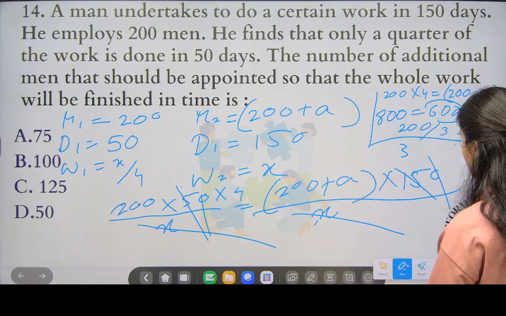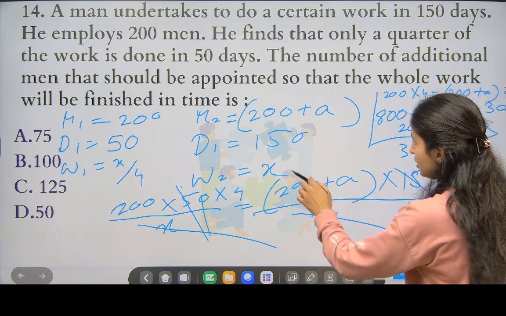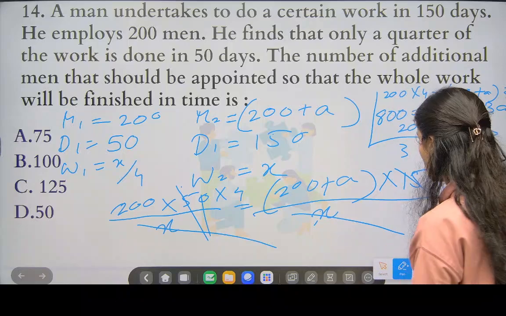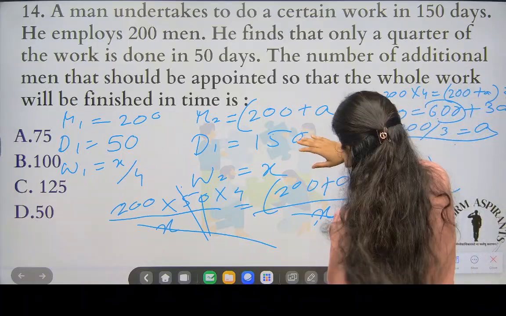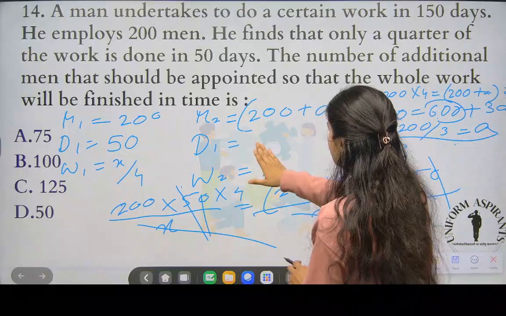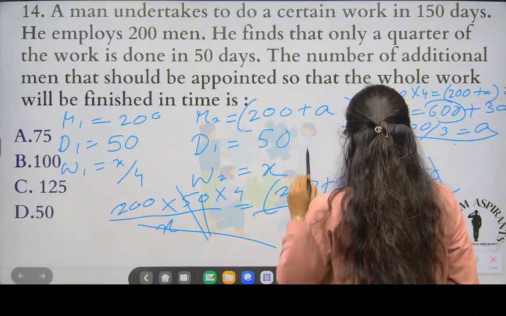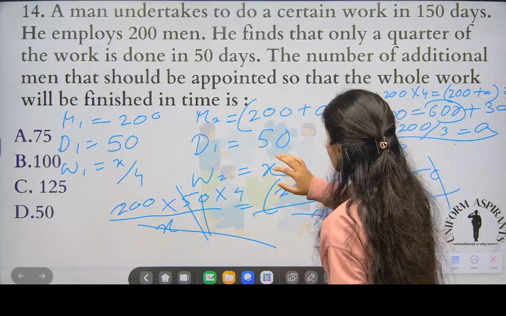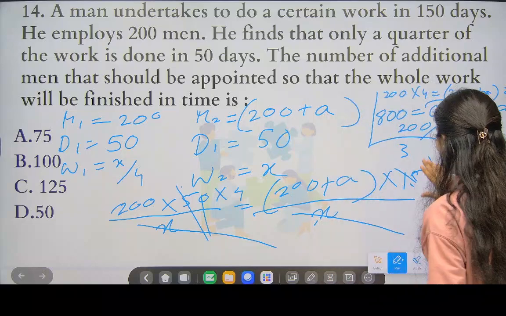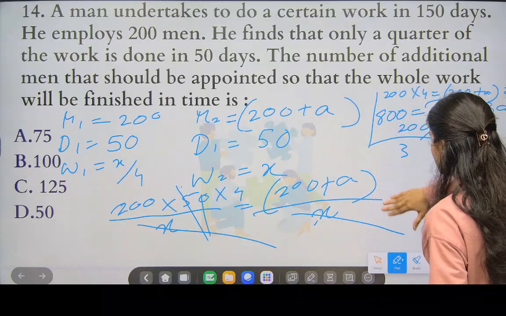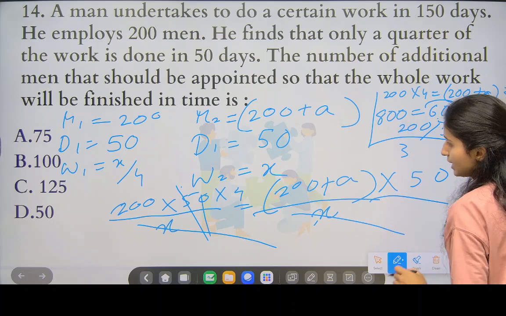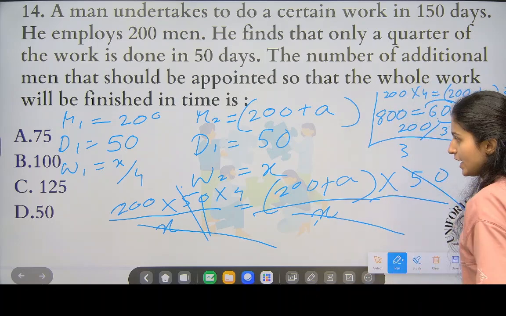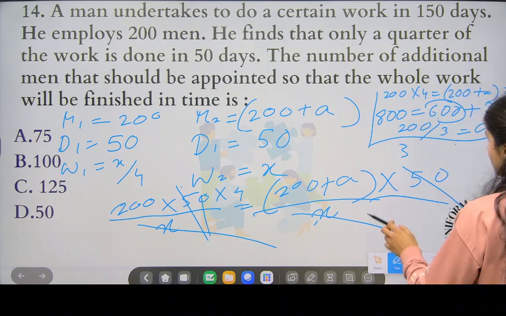But here it is not coming. So what we will do is, what we have done here, 50, 150. So what we will take here as 50. In how many days? In 50 days. So here it will be 50 days. So 50 and 50 will get cancelled.